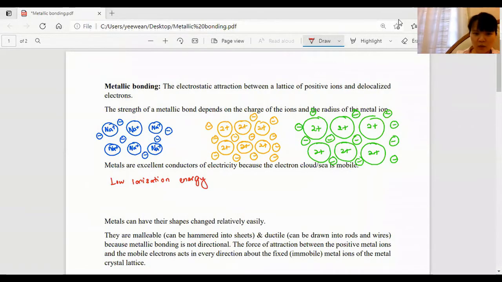Generally, metals have low ionization energy because they want to attain the noble gas electronic configuration. So they will form a positive ion. For example, sodium is 1s2, 2s2, 2p6, and the 3s1 is the one that was removed and went into the cloud of electrons. It was delocalized into the sea of electrons. So it will form an Na+.